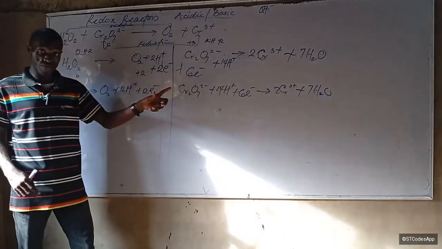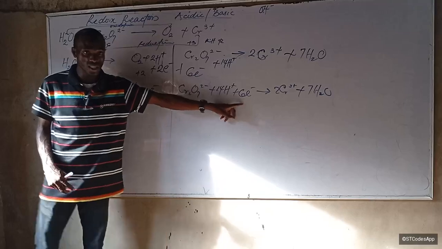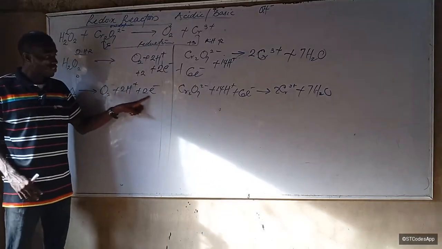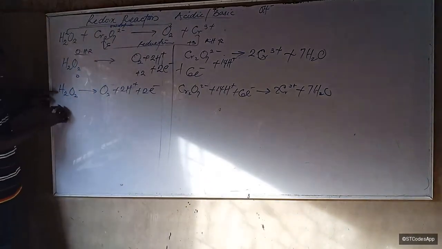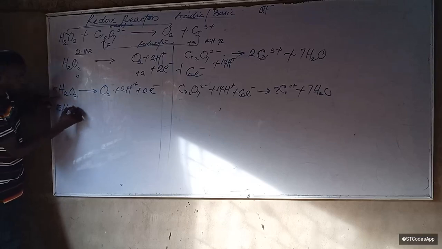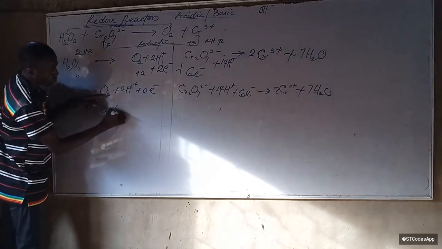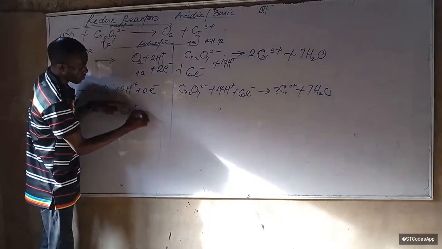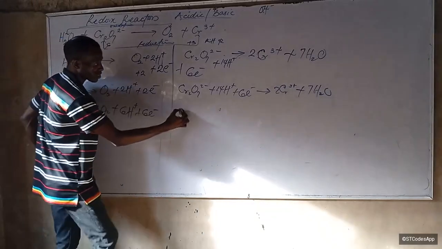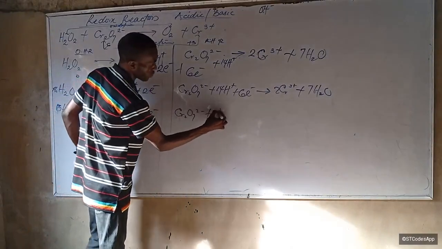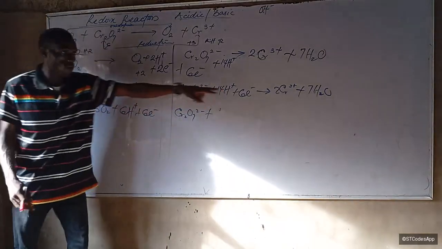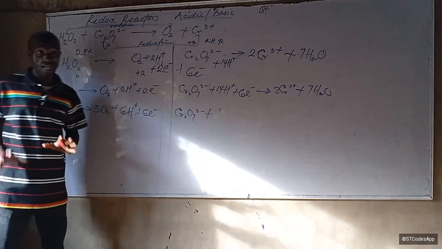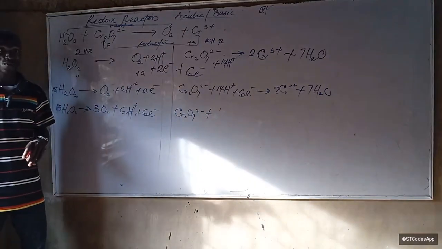You are targeting the electrons, don't forget. So how many electrons have we here? 6. How many electrons have we here? So what do we need to multiply this by to equate it to that side? 3, right? So multiply the overall equation by 3. So this becomes 3H2O2 to give 3O2 plus 6H plus 6e minus. Then on this side, we're not multiplying with anything, because it's already equal. Is that okay? Is that one clear? Are you confused?